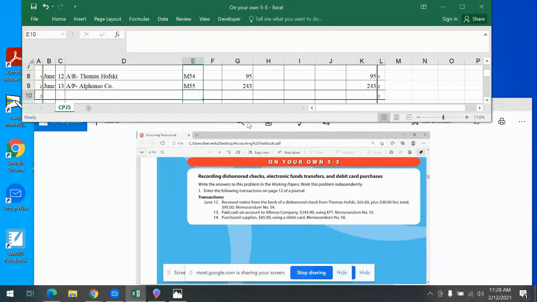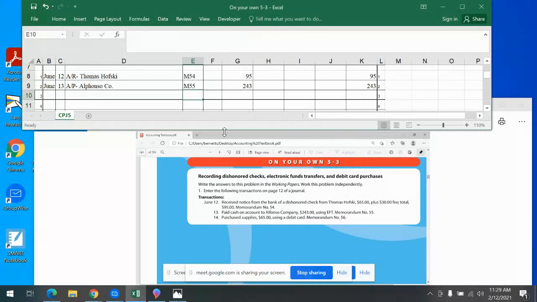Jace Jennings, how you doing? Good, good. All right, Jace, could you read the June 14th transaction for me, please? Okay, so we're going to journalize that transaction. I'm going to go with June 14th. Are you good with that?